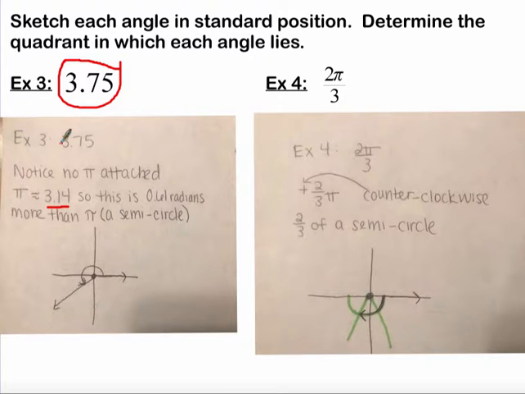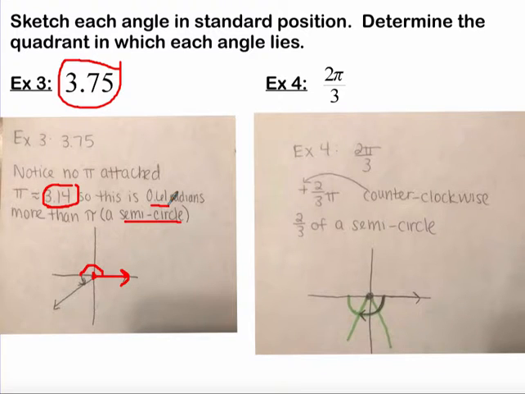Now this is a positive angle, so once again, we're going to be going in a counterclockwise direction. I've got my vertex at the origin, my initial side on the positive x-axis, and then I'm going to go 3.14, which is pi, or in other words, a semicircle. I'm going to go that counterclockwise because this is a positive angle. Then I'm going to go 0.61 further.